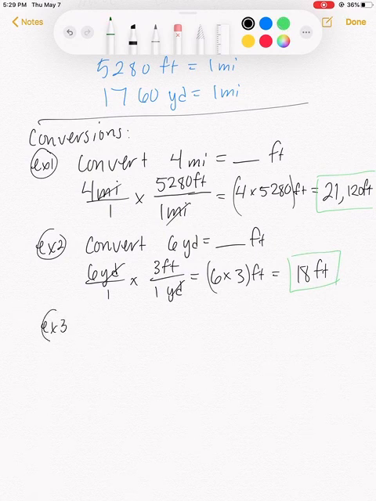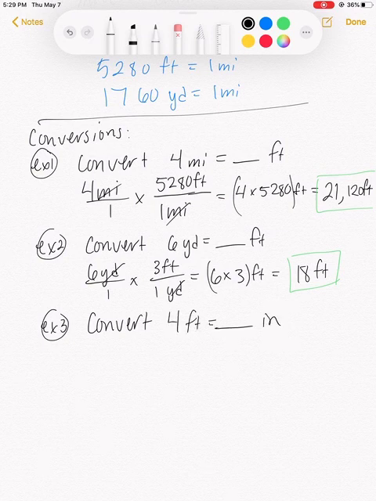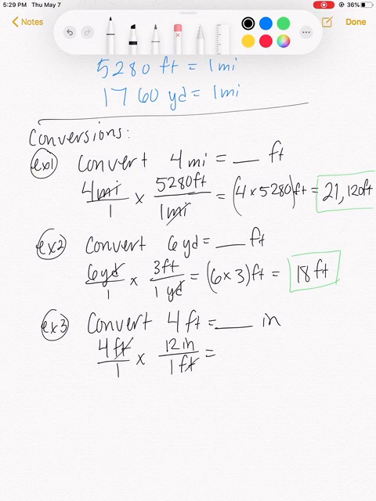Example number 3. I'm going to convert 4 feet into some number of inches. I'm going to put 4 feet over 1, multiplied by 12 inches for every foot. Then my feet will cancel, and I get 4 times 12 inches. When I do 4 times 12, I get 48 inches.